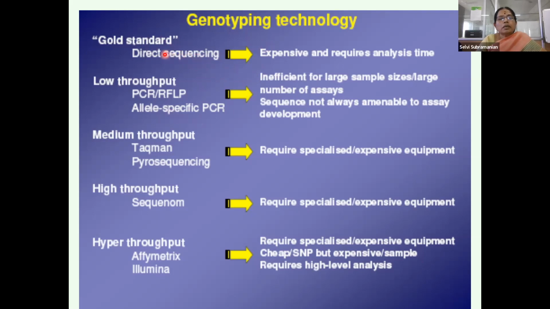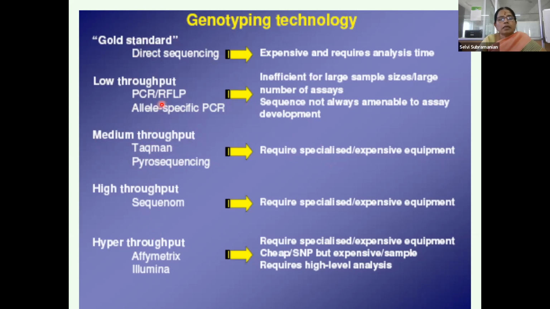Direct sequencing is the gold standard, but there are also other methods by which you can find the single nucleotide polymorphism. One such is PCR RFLP, and allele specific PCR. For a particular allele, the PCR will work and give an amplification. For a different allele, it will not give amplification. That is called allele specific PCR. And TaqMan, pyrosequencing. Here the PCR primer is attached to a fluorescent probe. If there is an amplification, a color will be detected.